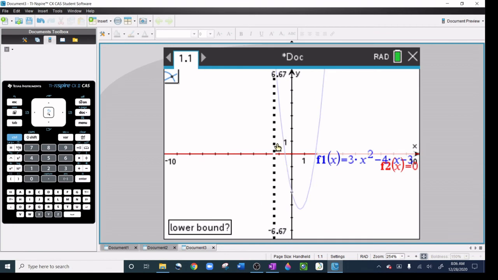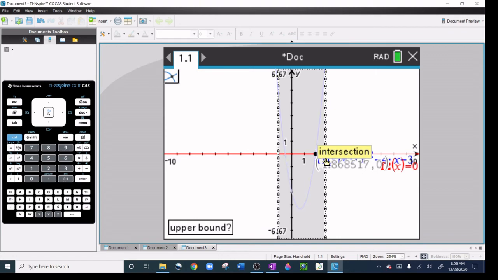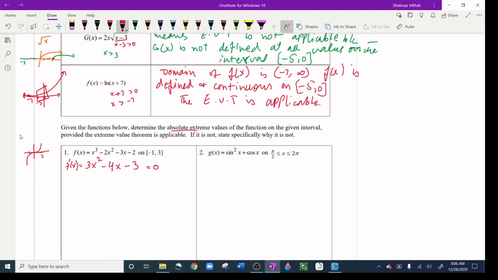So I'm going to move this dotted line over here, because I know when my intersection is this. So I'm just going to go lower bound, upper bound. So I have -0.535, and the other one is right here, 1.869. So let's go back here. So my x values are, x is equal -0.535 and x equal 1.869. These are my critical points.